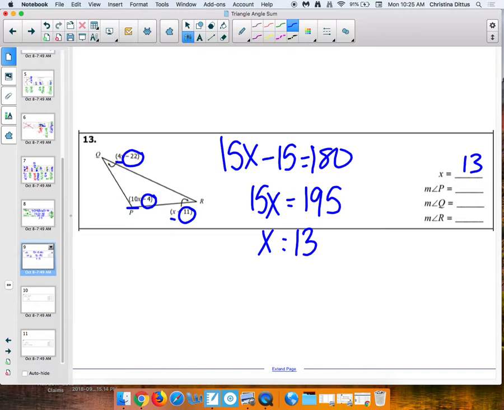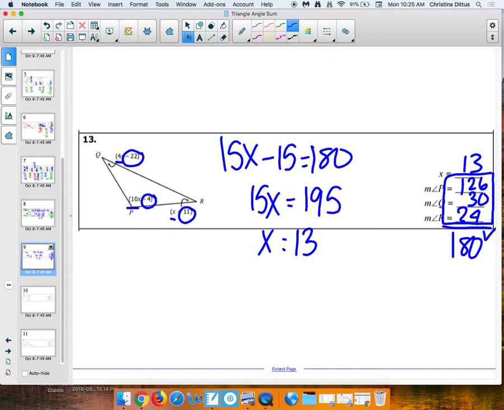You got what for R? 24. You guys got P? Yeah, 126. How about Q? 30. When I add my box up, what should I get? 180. Are we good on those? Okay.